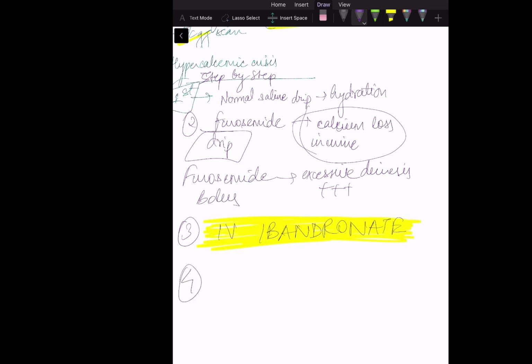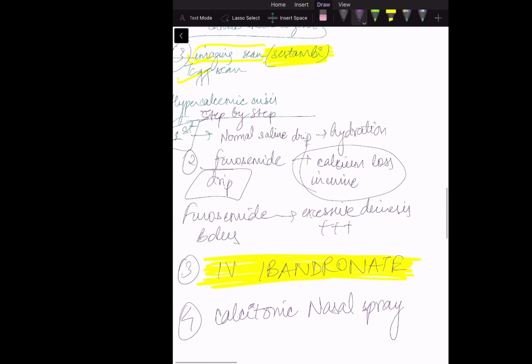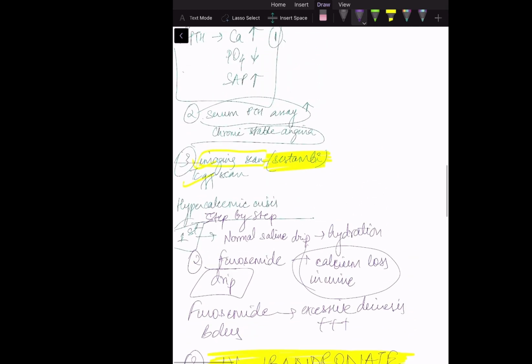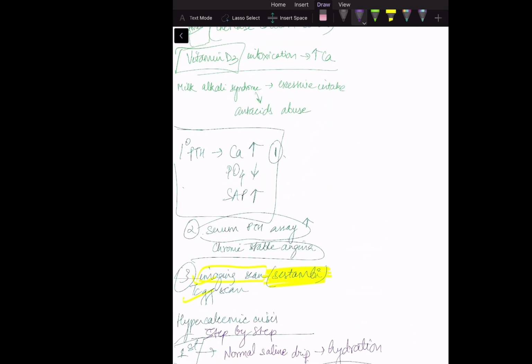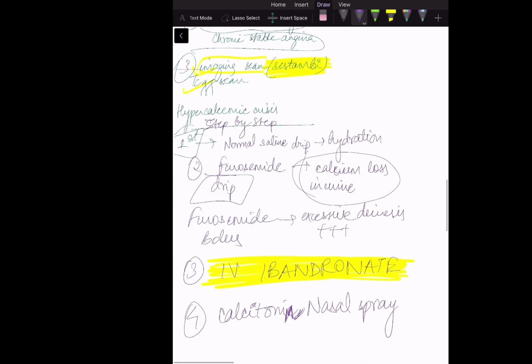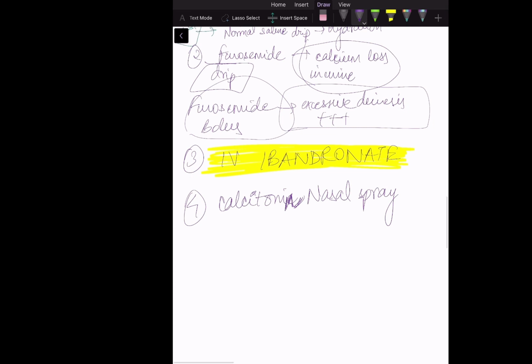And then the fourth is calcitonin nasal spray. So I told you what we should do. In hypercalcemic crisis, the first thing is normal saline drip for hydration, then furosemide drip, not furosemide bolus, because bolus will do excessive diuresis and there will be no decrease in calcium levels. The third is IV ibandronate. Fourth is calcitonin nasal spray.